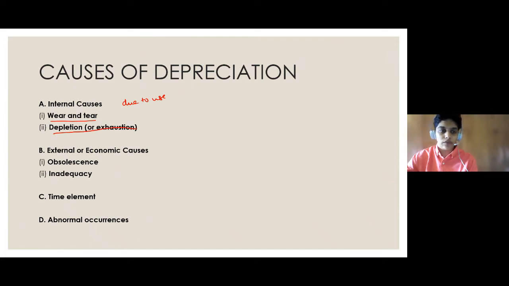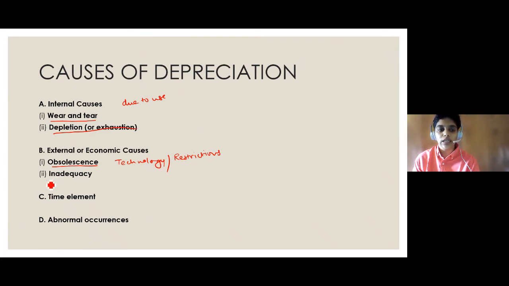Then the second cause that we have is external cause or economic cause. Now, external cause means there is nothing that a business can do about these causes. They are completely determined by external factors or the external environment of the business. The first one is obsolescence. So obsolescence is due to technology or due to restrictions that we have already discussed.